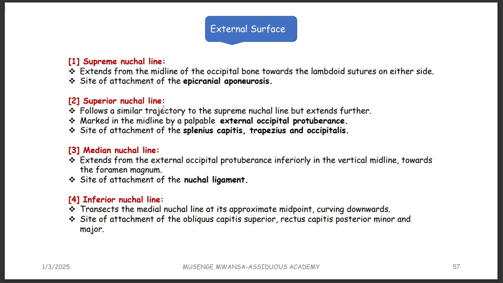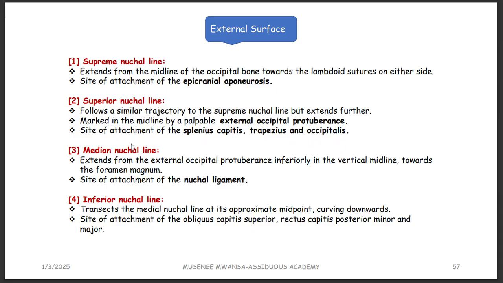You also have the superior nuchal line. You have got a lot of things which are touching here, and the superior nuchal line has got a prominence which is known as the external occipital protuberance. And you have got some muscles attaching here, like the splenius capitis, trapezius muscle, and the occipitalis.